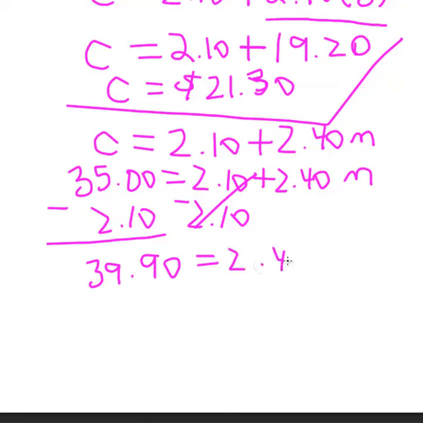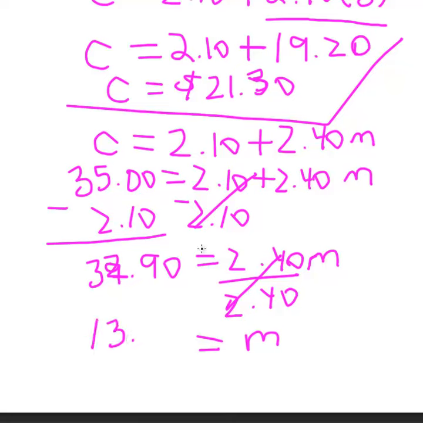On the other side, we're left with 2.40 times the number of miles, m. The next thing we have to do is divide 2.40 by 2.40. This leaves us with 1 times m, which leaves us with m. And 32.90 divided by 2.40 leaves us with 13, and we get a rounded number, so we're just going to go up to 13.71. So about 13.71 miles.